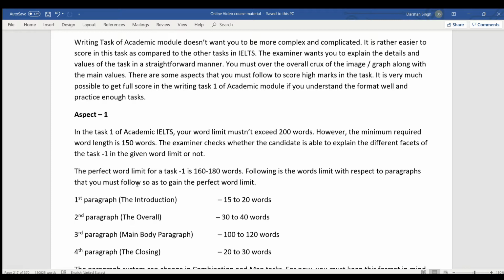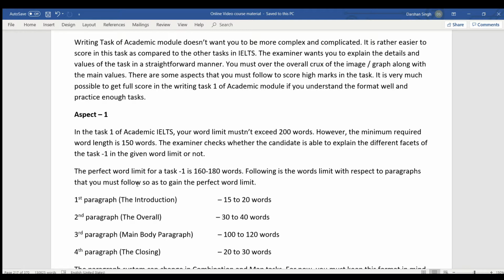I've been receiving a lot of messages from the students who are taking the academic exam. So I'll try my best that in the next 10 or 12 days, I'll put up at least 6 to 7 videos on writing task 1, and I'll try to discuss all the different types of task 1.